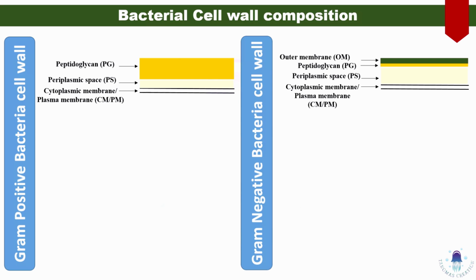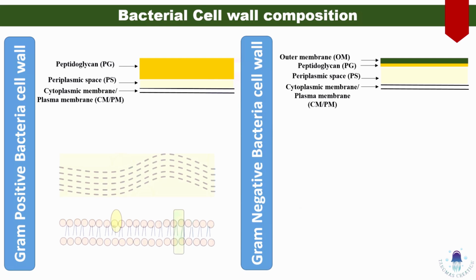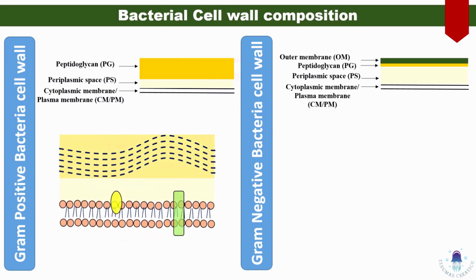So, coming to the bacterial cell wall composition. Here we can see the Gram-positive bacterial cell wall and the Gram-negative bacterial cell wall. The Gram-positive bacterial cell wall has a thick peptidoglycan followed by the periplasmic space underneath, then the cytoplasmic membrane or plasma membrane. So this is the structure. We can see it's extensively cross-linked peptidoglycan. Therefore, the crystal violet is retained strongly.